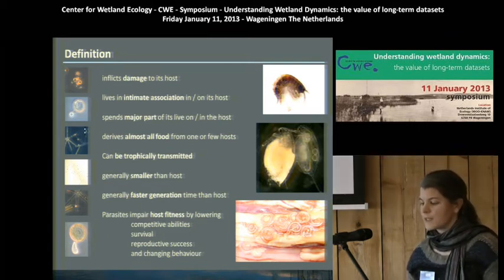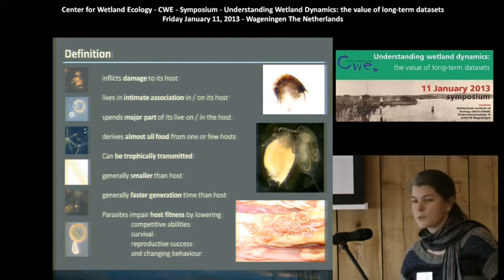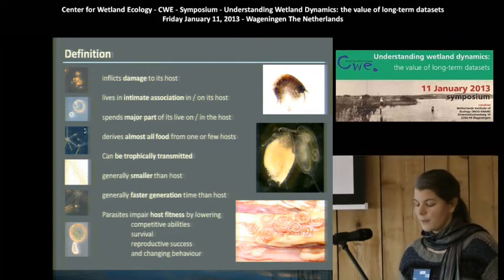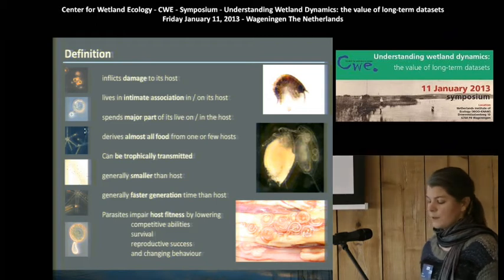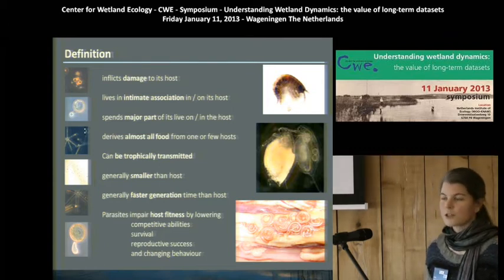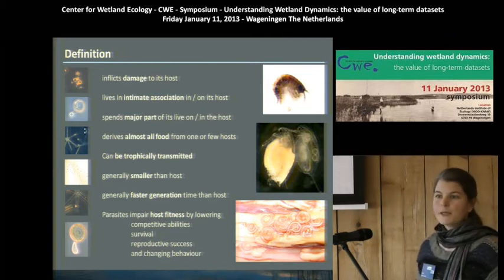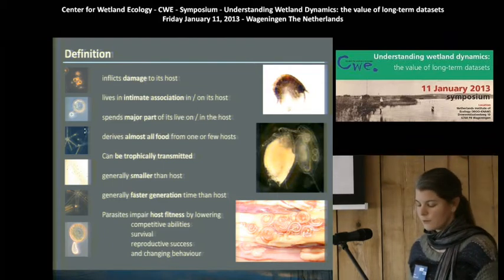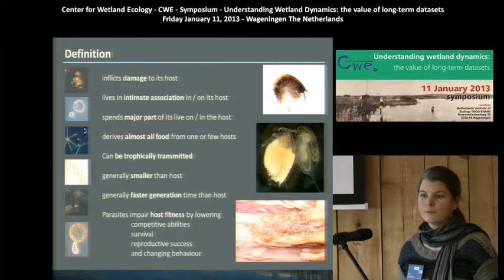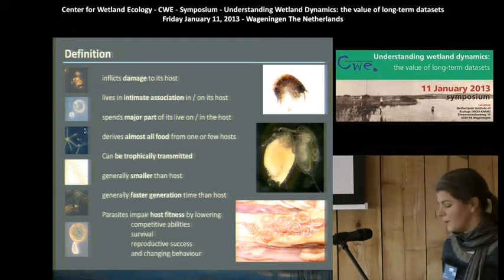In general, but that's not necessarily true for the aquatic parasites, they are smaller than the host. They have a faster generation time, so they also have more adaptation and evolution potential. And in general, they impair host fitness. They don't necessarily have to kill the host, but they often do. So they lower competitive ability, because if you're sick, you can't function quite as well as you would usually. They might reduce survival. There are many castrating parasites, so they use up the energy that would go to reproduction of the host and use it for their own growth. And they can even change behavior. That's a terrestrial example, but rabies would be one example that you all know.